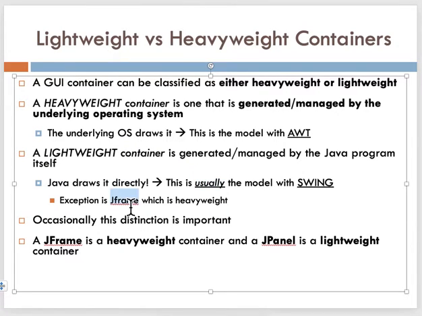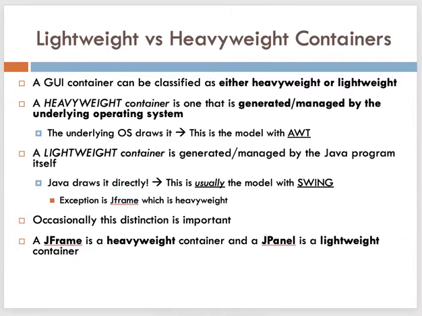The exception to that is going to be the JFrame, because that has to be a heavyweight object because the underlying operating system determines what that looks like. And so sometimes this distinction is important, usually not. But the JFrame is a heavyweight container, but the JPanel is a lightweight container.